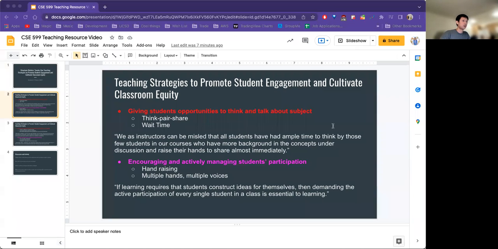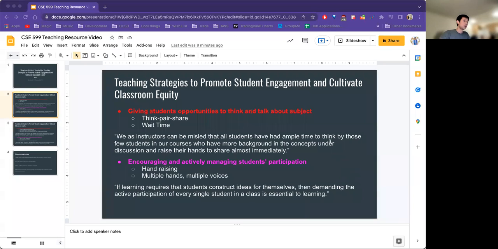Think, pair, share. With this strategy, we should give students a minute to think about their ideas. We can have them talk to neighboring students, compare ideas, and identify points of agreement or disagreement. One key is that we need to be explicit that students need not agree, and also convey that practicing talking about class material ideas is an essential part of learning about the subject.